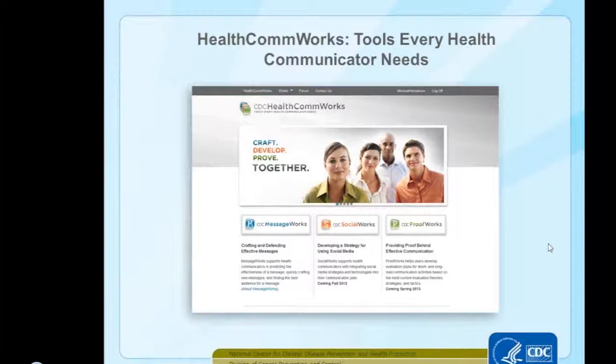And so if any of you have used the CDC Synergy tool, you'll know that such tools can be very helpful for informing how we go about engaging in effective health communication. And these tools are in a similar vein. The first one, which is why you're here, is MessageWorks, and that deals with how you craft and defend an effective message.